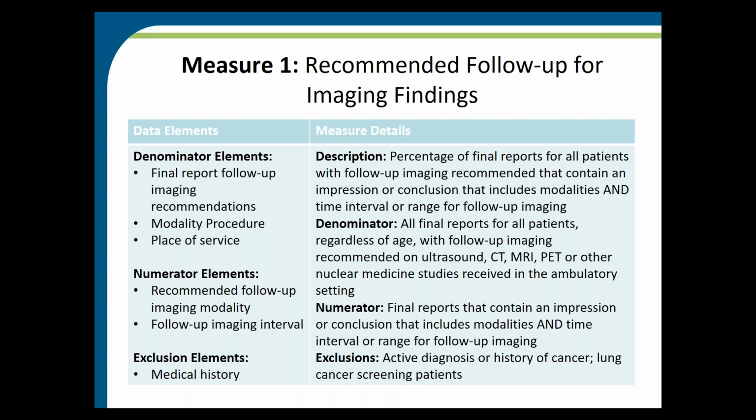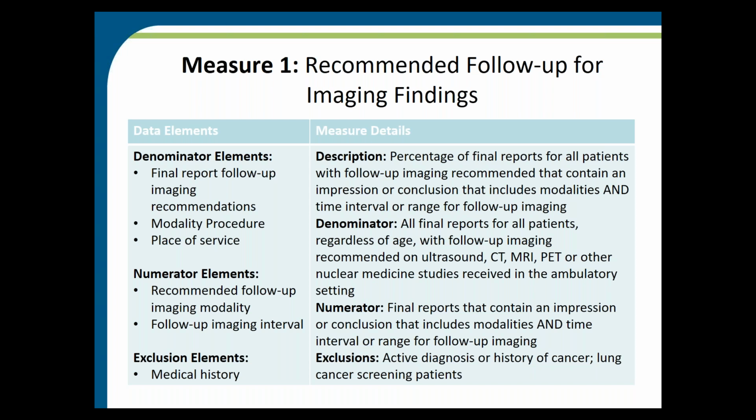So the first new measure that we've added to the GRID registry is recommended follow-up for imaging findings. Essentially it's the percentage of final reports for all patients with follow-up imaging recommendations, all of the final reports that contain an impression or a conclusion that includes the modality and the time interval or time range for the recommended follow-up imaging. So the denominator for that measure is all final reports, regardless of modality, where there is a recommendation for follow-up imaging. And then the numerator, in other words, the way that you meet performance for that measure, is if that final report includes the modality and the recommended time range for follow-up imaging.